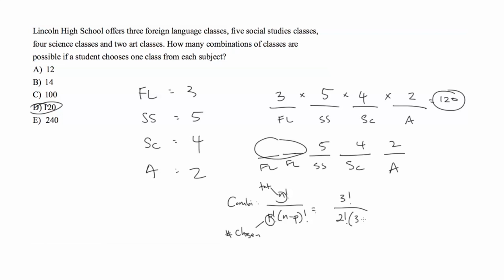N minus p would be 3 minus 2, which is 1. We have 3 times 2 times 1 on top, and 2 times 1 times 1 on the bottom. So these cancel out, and we have 3. So this number here would be 3. So we have 3 times 5 times 4 times 2. And again, it happens to be the same answer, but that's actually just purely coincidence.